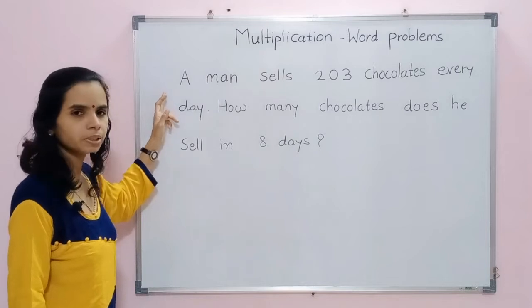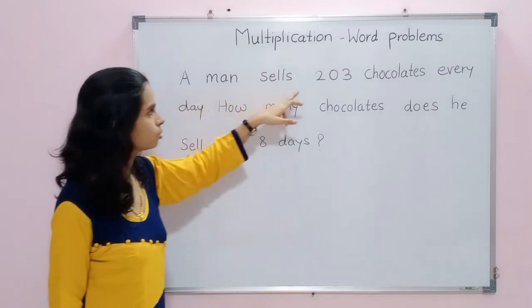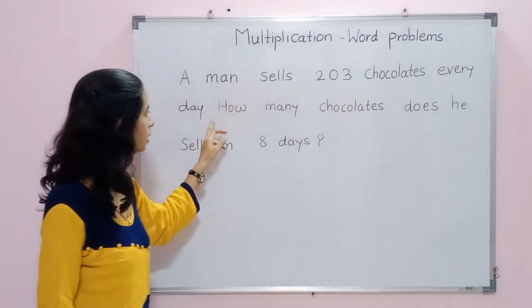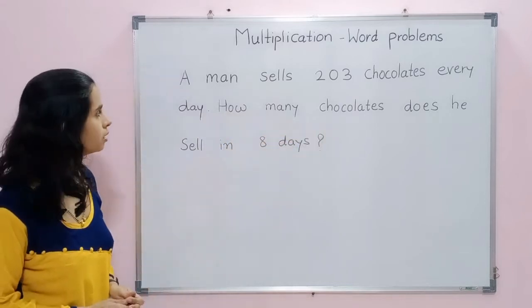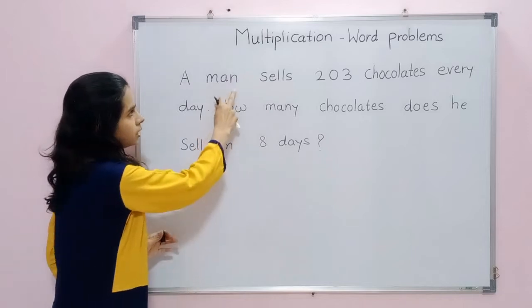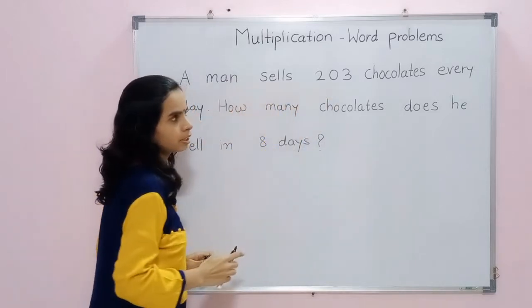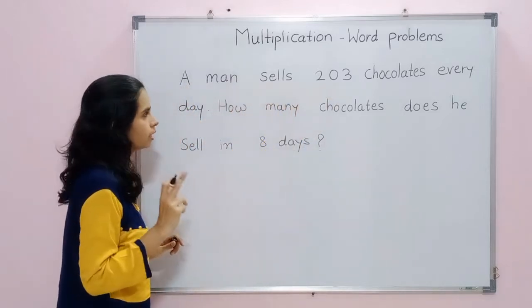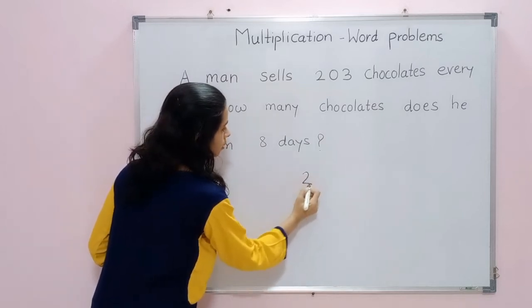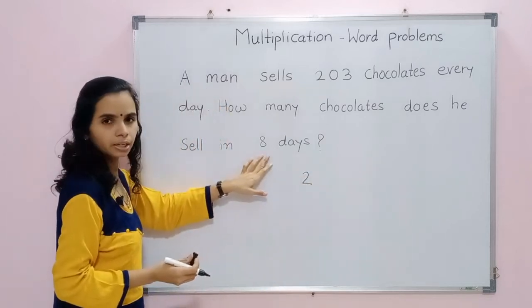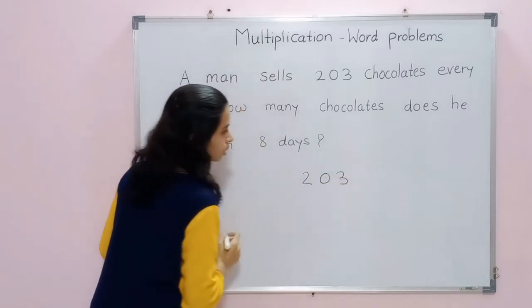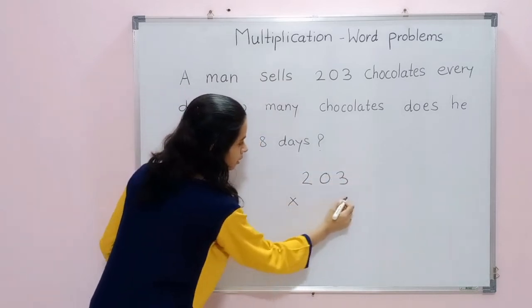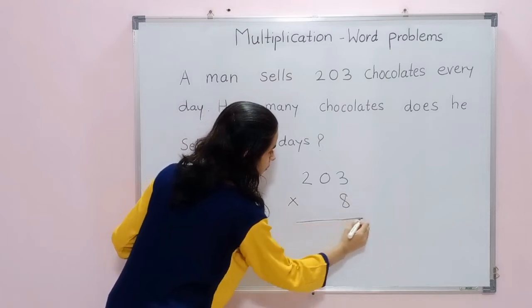Our next example is a man sells 203 chocolates every day. How many chocolates does he sell in 8 days? Here he sells 203 chocolates every day means in 1 day, and we are having here 8 days. So we will multiply this 203 by 8.